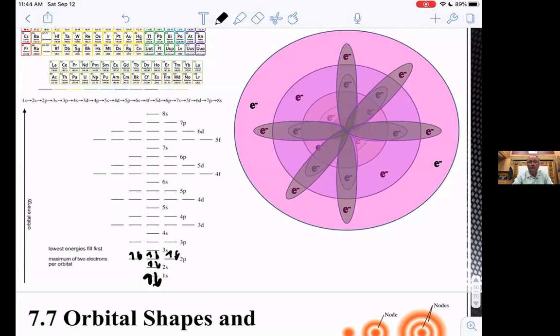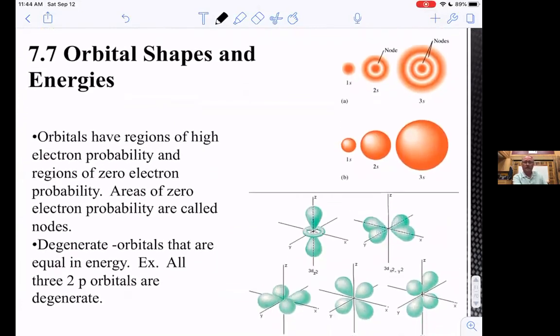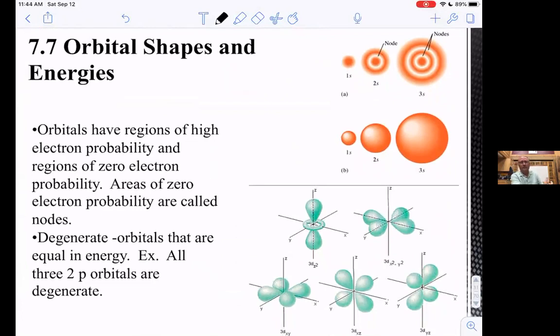So good. So just to make sure you guys understand, just reviewing, the azimuthal quantum number, that second quantum number, tells you the shapes. The spherically shaped orbitals will be spheres. So the 1s will be at that first energy level. It will be smaller than the 2s, smaller than the 3s, and so forth.